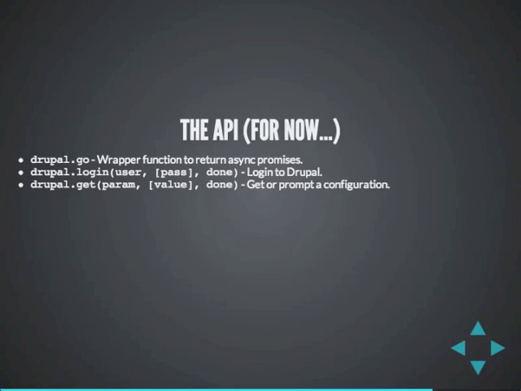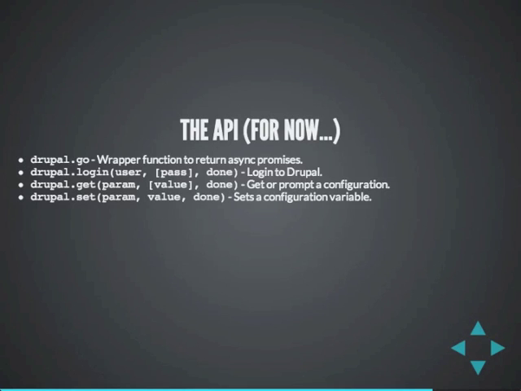There's Drupal get param value done. So the value is the default here. What's cool about Drupal get is it looks in the configuration for it. If it can't find it, it prompts you for it. So Drupal get pass would just say, I can't find this anywhere, so it actually prompts you for it. Or you could pass it in. So you can say Drupal go get pass, and it looks and it's like, oh, I can't find it. It'll prompt you for it.